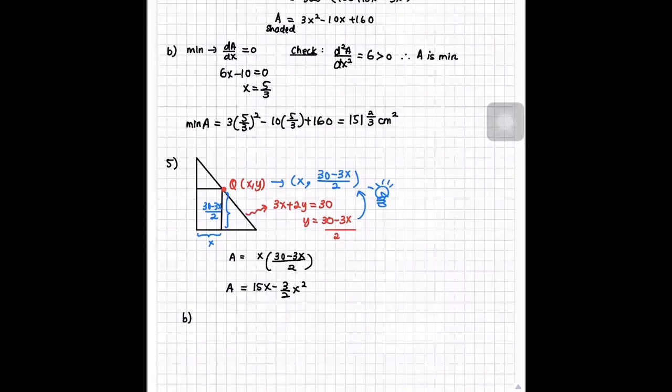And then the common thing again and again, they said find the stationary value of A and then determine its nature. The word stationary tells me I have to do the first derivative and equate to 0. Nature tells me I have to do the second derivative.